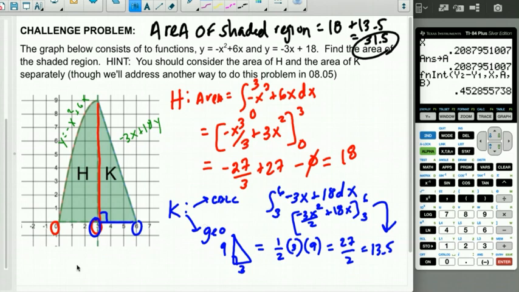The trick here, though, is that in this case we are doing top minus bottom, but the top is this curve and the bottom is the x-axis. And in the second interval, in K, the top is this curve and the bottom is this axis. The two curves are not top minus bottom related to each other, because on the interval from 0 to 3 there's only the parabola, and on the interval from 3 to 6 there's only the line. So I just wanted to show you an interesting challenge problem, and that's the end of this video.